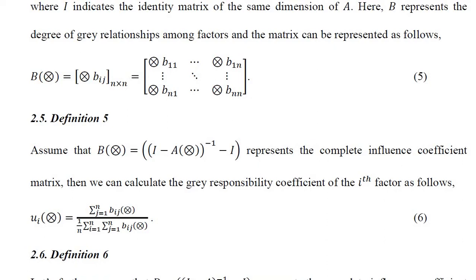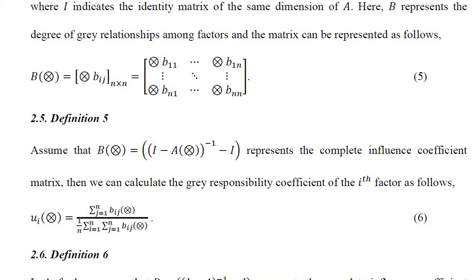Then we calculate the gray responsibility coefficient of the ith factor. How will we calculate the gray responsibility coefficient? We take the sum over j equal to 1 to n, meaning we are calculating the sum over the row, of the gray number bij, divided by 1 by n of the sum over i equal to 1 to n. Here i equal to 1 to n means we take the sum for each row, row 1, row 2, etc., that means the column sum. Now we are taking the sum over j equal to 1 to n.